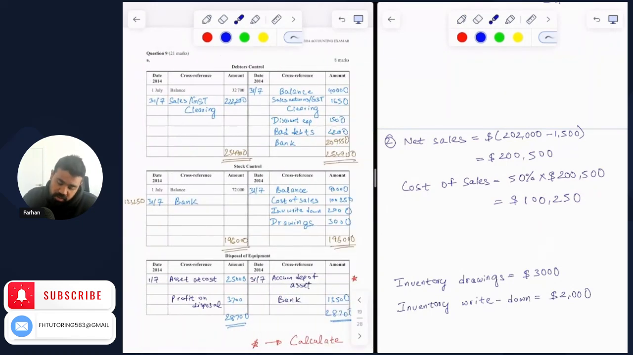So here you can see we're given the outline, and we understand that inventory is an asset account. So by default, all assets should have an opening balance on the debit side of the ledger account.